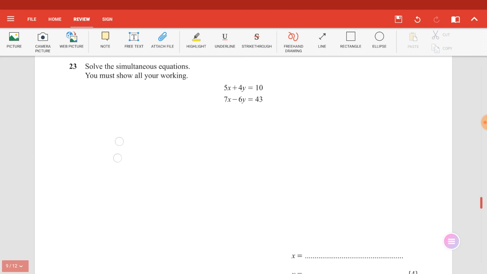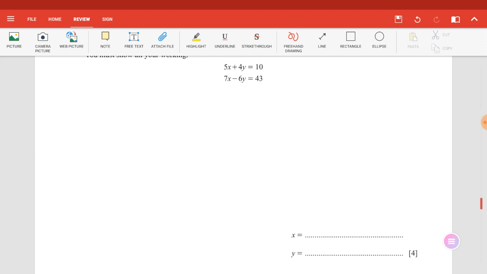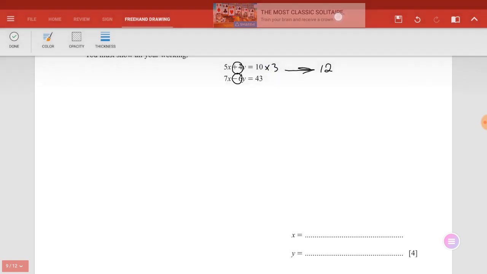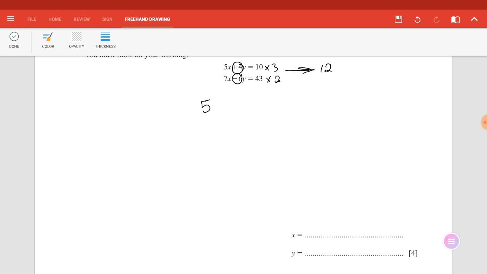Solve the simultaneous equations. You must show all your working. Actually, you can multiply. This is 4 and this is negative 6. The lowest common multiple between them is 12. So you can multiply this by 3 and this by 2. This will be 15x plus 12y equals 30, and this is 14x minus 12y equals 86.